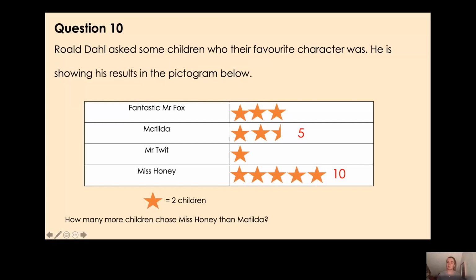So again, we need to use subtraction, and we need to start with the largest number, which is the number 10, because 10 children chose Miss Honey, and we need to subtract 5 because that's how many children chose Matilda. So what is 10 subtract 5? Well, 10 subtract 5 equals 5. And we can check that because we know if we use the inverse that 5 plus 5 equals 10.